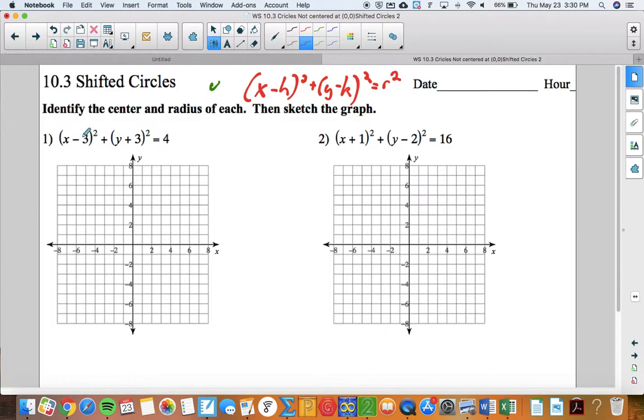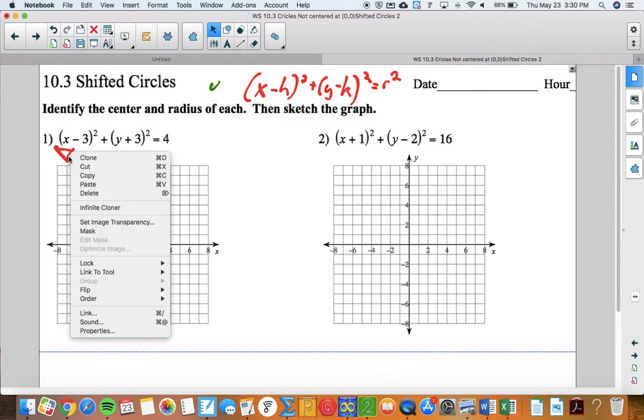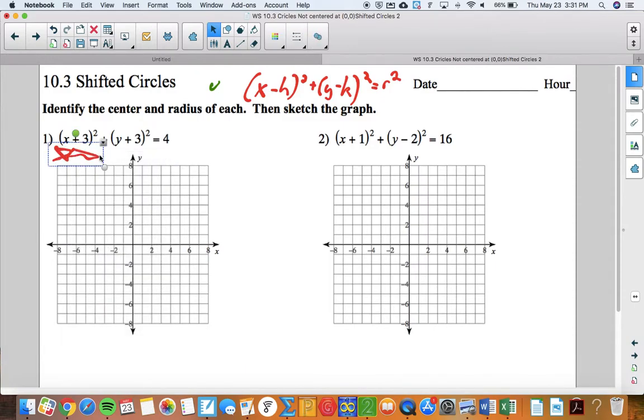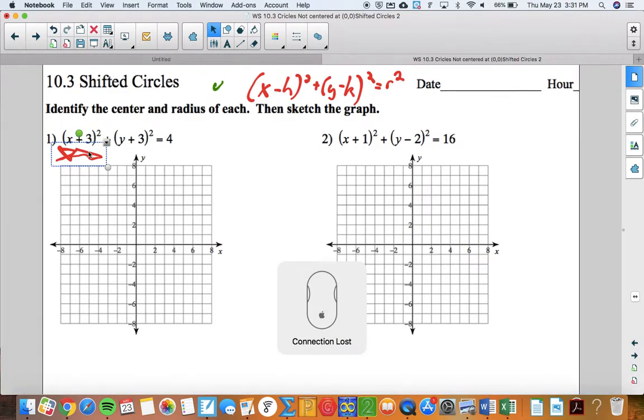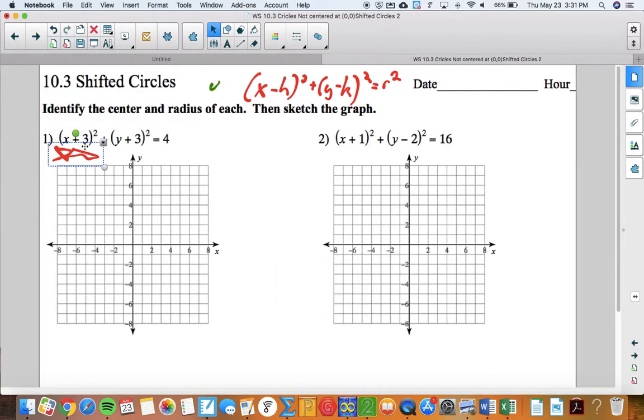So what are we subtracting off here? We're subtracting off a 3. So the center is at positive 3 for the x, and the y would be what is being subtracted off here. Again, just think opposite. It would have been a negative 3, so k would be a negative 3 here. So the center is at positive 3, negative 3.